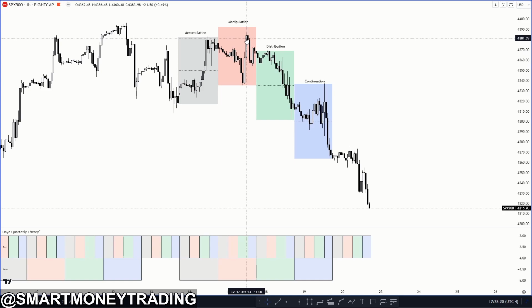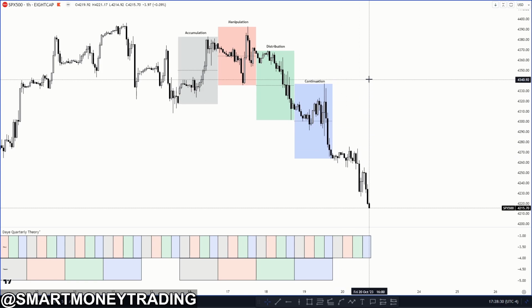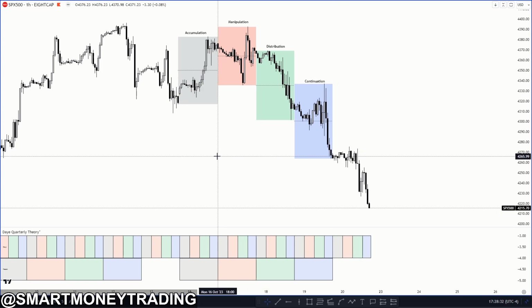That was more of a manipulation phase, and then we had that distribution phase lower with a breaker here that basically formed. You can see we came back from the continuation phase and then eventually dropped. So this is very, very powerful. You can use even the daily ones to see accumulation, manipulation down, distribution, and your reversal happened. I'm just using these, they are very, very powerful.